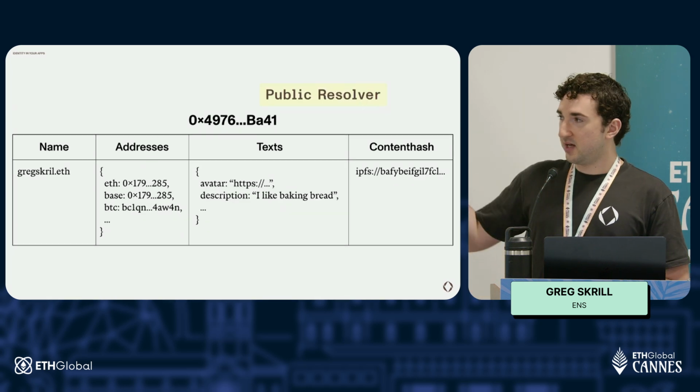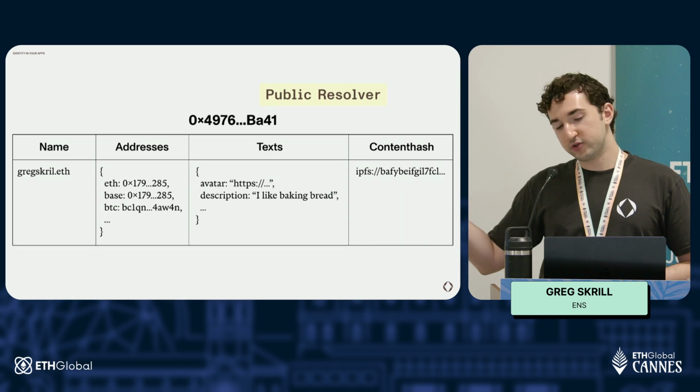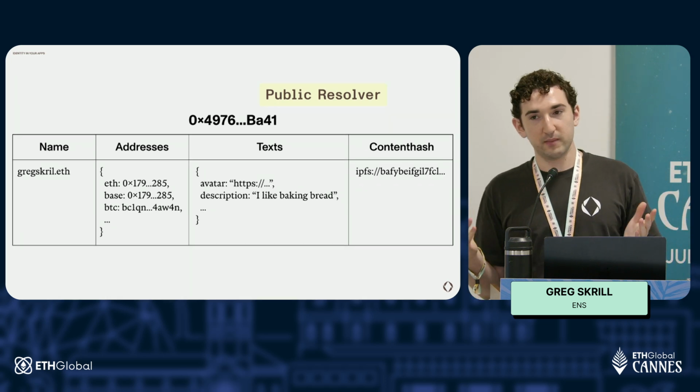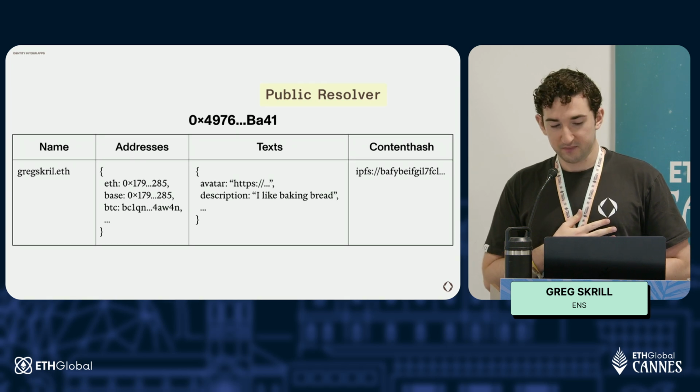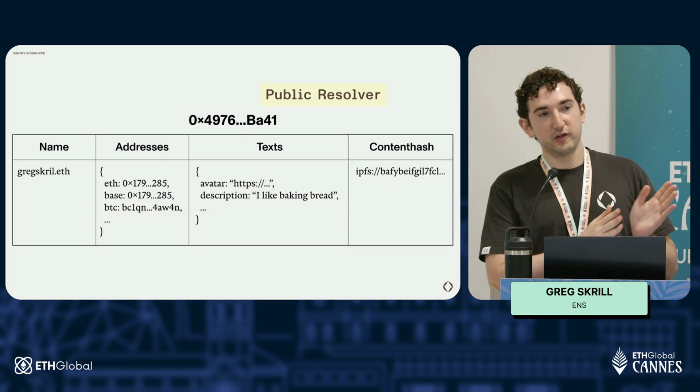Now, many names can use the same resolver, or you can have different names that use a custom resolver. A resolver is a very customizable entry point into a name, and I will show you how resolvers work. So this is an example of how the public resolver, which is kind of the default resolver that most people use in ENS, works for my name, gregskril.eth. Right? At a high level, you have a few different data types.